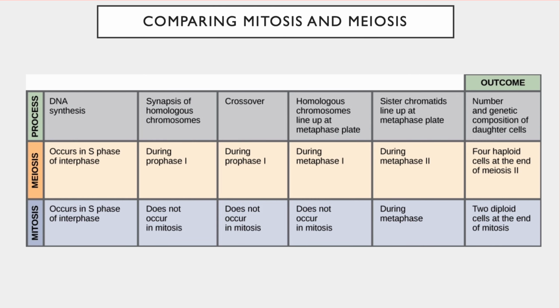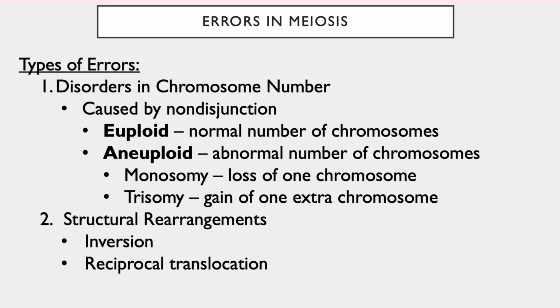What happens if there are errors in this entire meiosis process? Well, there are really 2 categories of errors that we're going to talk about in your textbook. One of them is disorders that are created by changes in chromosome number. And it's by a process called non-disjunction, which we'll go into a little bit more detail. And the second one is by structural rearrangements of each of the chromosomes. And they can happen in multiple ways. And your text really talks about 2 of those out of the multiple ways we can rearrange the chromosomes.